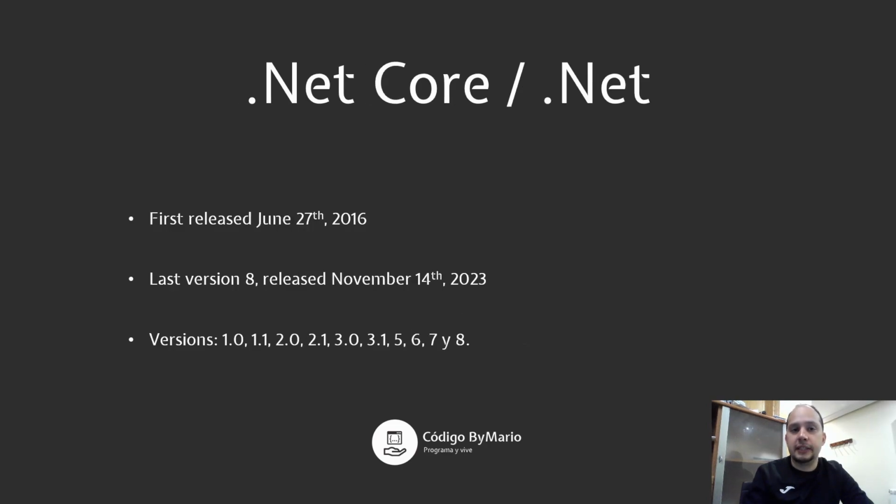Let's jump to .NET Core or .NET. It was first released on June 27th, 2016, and the last version, number 8, was released last November 14th, as you can tell. That's 3 months ago. The versions you can see are 1.1, 1, 2, 3, there's 5, 6, 7, 8, and a bunch of others. But if you have been paying attention, you will notice that there is no .NET Core 4 or .NET 4.